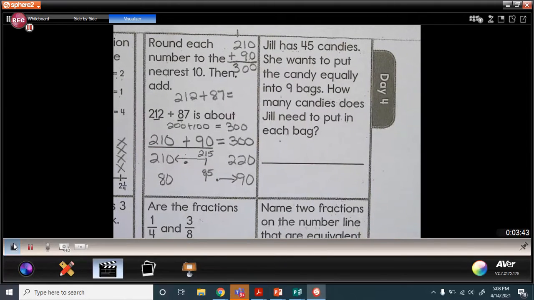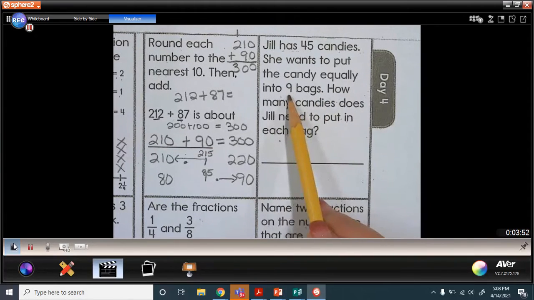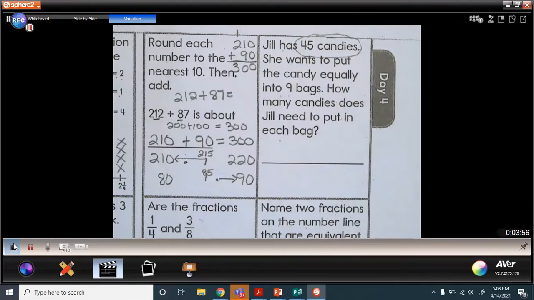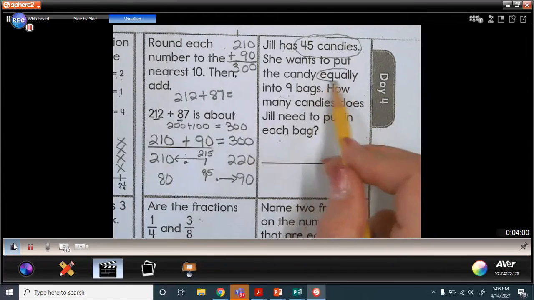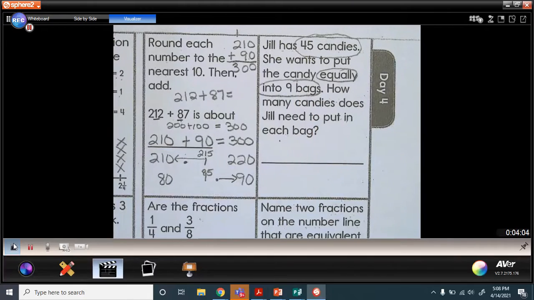All right, let's take a look at our word problem for today. It says Jill has 45 candies, and she wants to put the candy equally into 9 bags. So we have a total number of candies. That's the information that we know. We also know that we are putting them equally into 9 bags. And now it's asking us how many candies will Jill put in each bag.